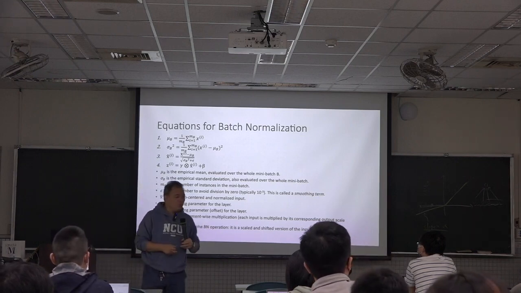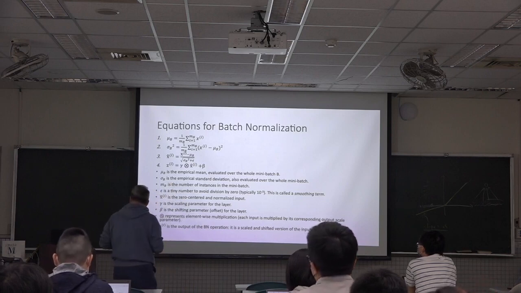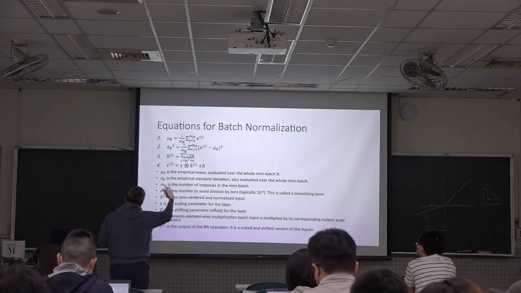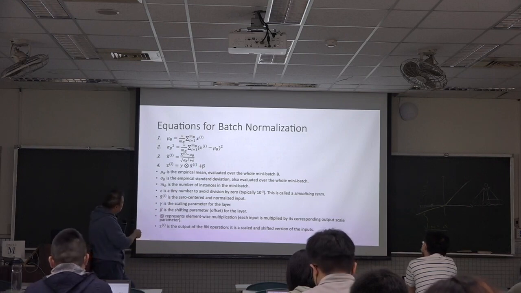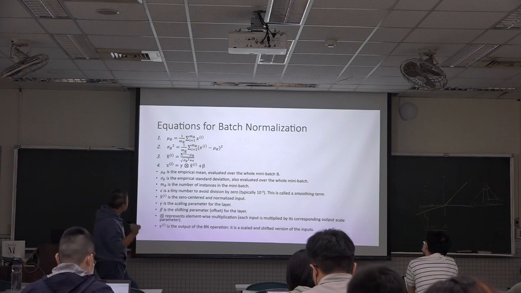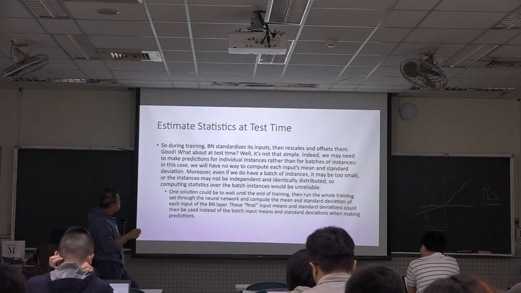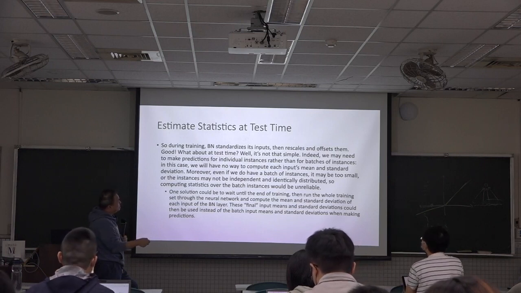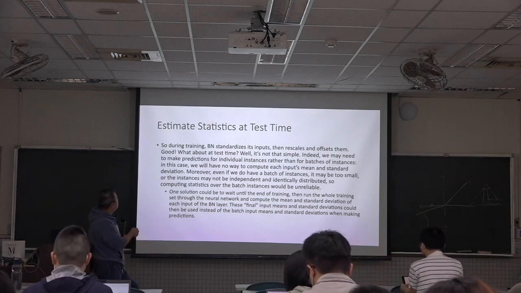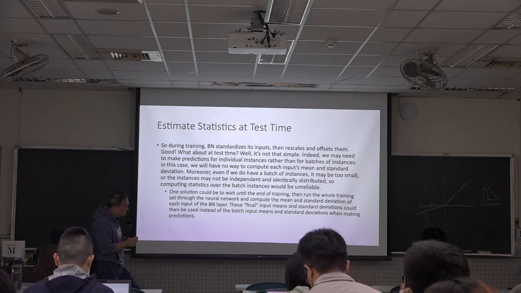in the sense that we want the neural network, the backpropagation, to learn the optimal gamma and beta values for each layer. So during training, BN standardizes its input, then scales and offsets them. So what about at test time? This is interesting, at test time.